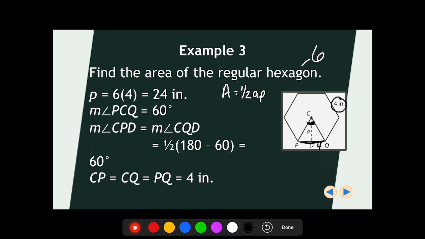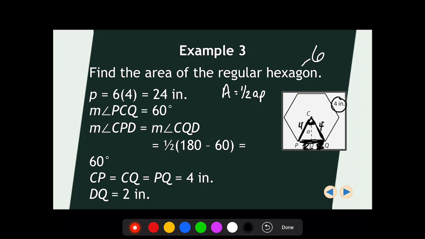But if all of those angles measure 60 degrees, then we know that this has to be 4 and this has to be 4, because all of the angles are 60 degrees. So we have an equilateral triangle here. And by doing that, we can figure a couple of things out. Because I know that PD, the apothem, also bisects the side. So if the whole piece here is 4, then the two pieces have to measure 2. So that's where they get DQ is equal to 2 inches.